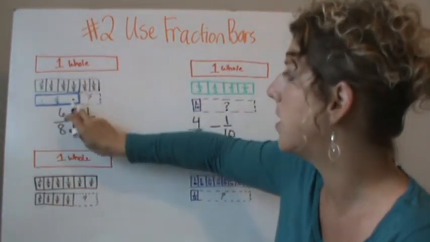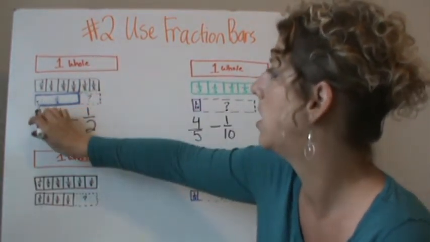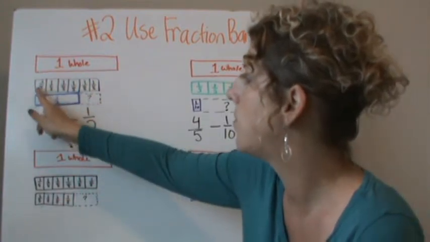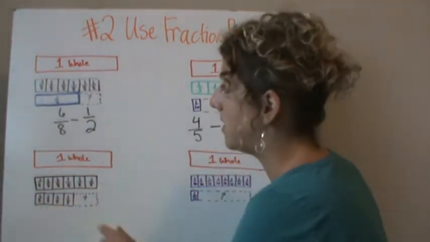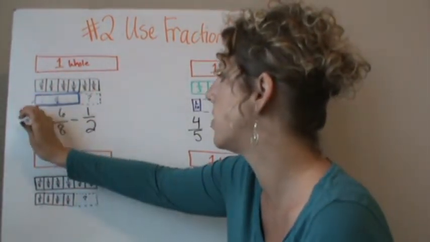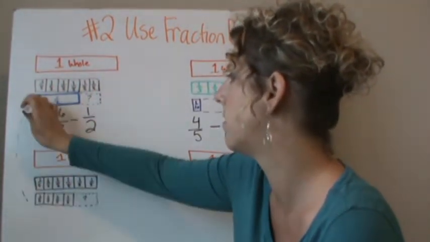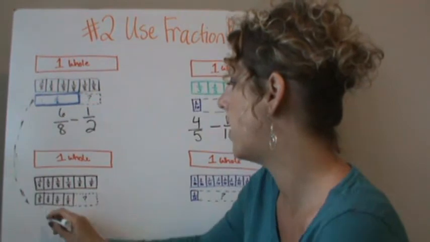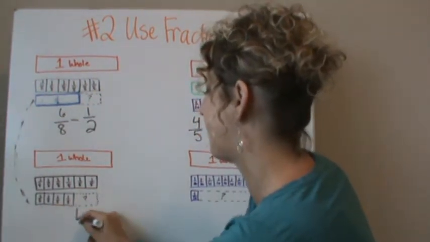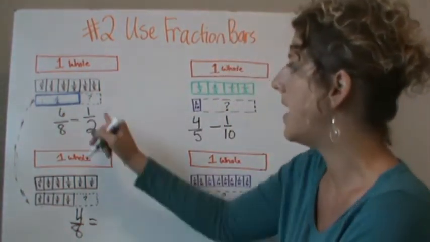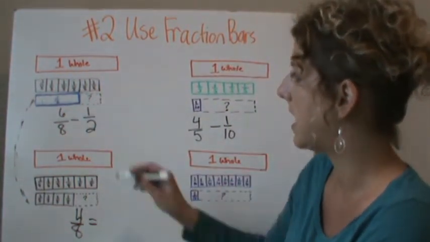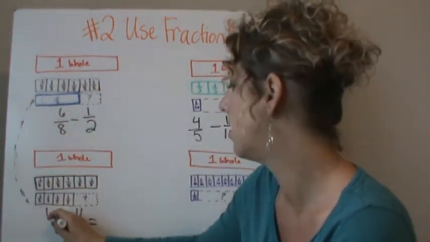As you are investigating and exploring, you'll see that these are perfectly lined up. So you'll see that you can exchange that half for 1, 2, 3, 4 eighths. So that's what I did down here. I exchanged the 1/2 for 4 eighths. And then the 6/8 can stay the same.